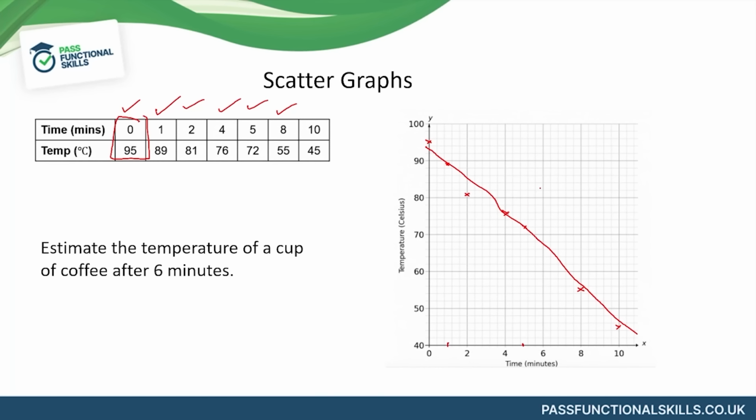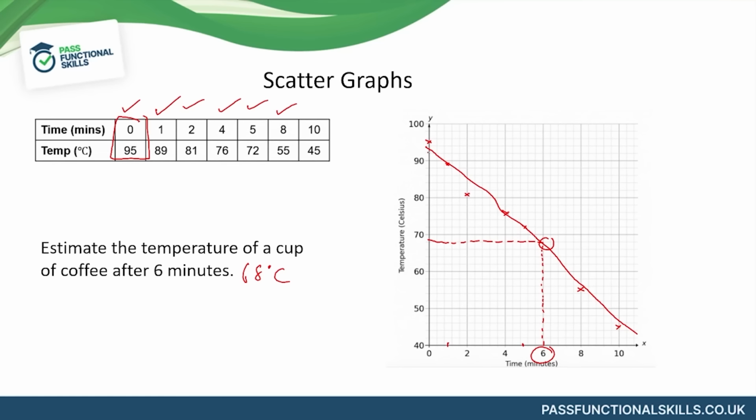Okay, so once you've drawn a line of best fit, we can make estimates of other values. So here we want to estimate the temperature of a cup of coffee after 6 minutes. So what we need to do is go across to 6 minutes, and we are going to go up until we hit the graph, which is about here. And if we take a reading across, that corresponds to 68 degrees Celsius.